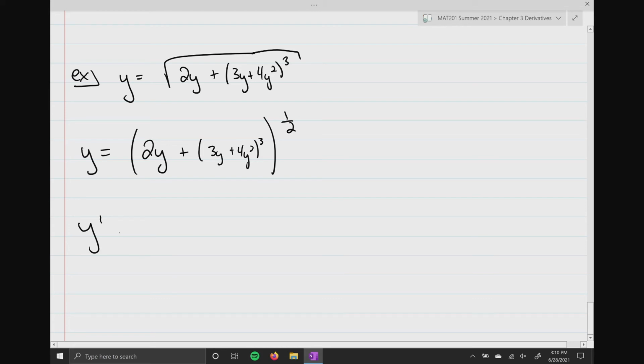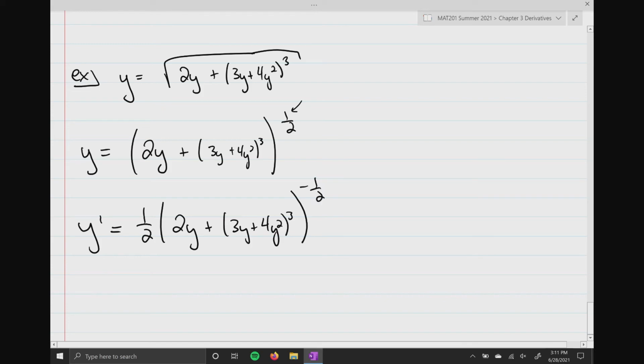Now, our derivative is going to equal, let's evaluate the outside function first. So this 1/2 is going to be the outside function. I'm going to pull that down in front. I'm going to rewrite everything inside the parentheses exactly the way it looks. And then I'm going to subtract 1 from 1/2, which is negative 1/2.